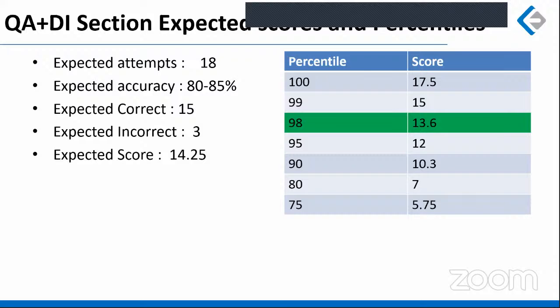95 percentile can be achieved at around 12 marks. 10.3 marks could give you somewhere around 90 percentile. 7 marks, 80 percentile, and 5.75 for a 75 percentile. That's the breakup of the percentile and score mapping.